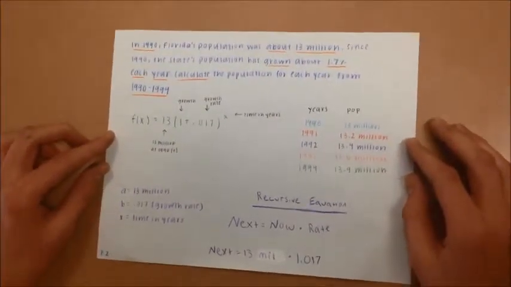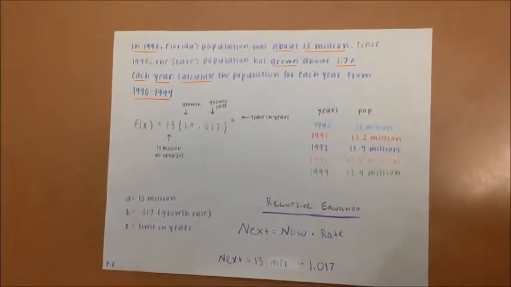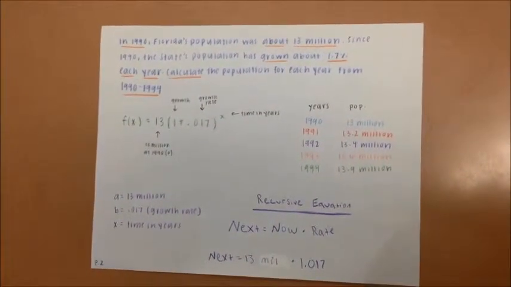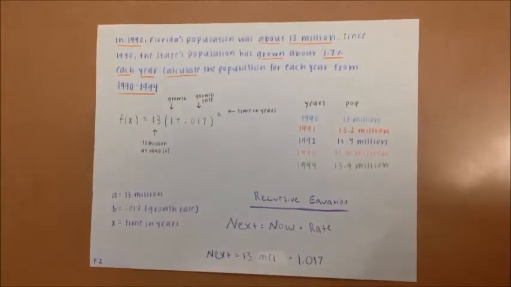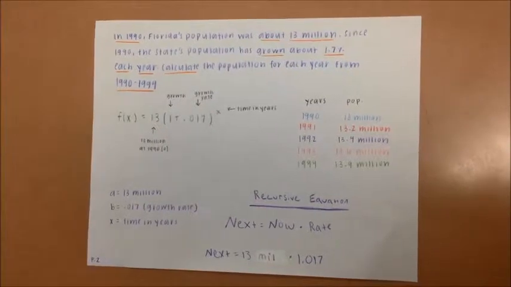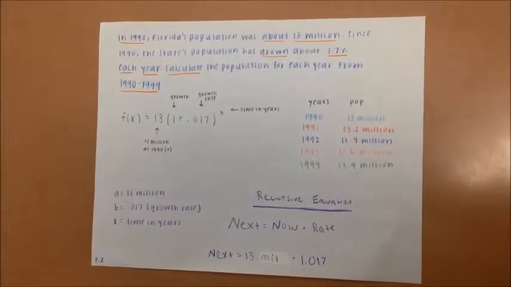Here is an example of growth. In 1990, Florida's population was about 13 million. Since 1990, the state's population has grown about 1.7% each year. Calculate the population for each year from 1990 to 1994.